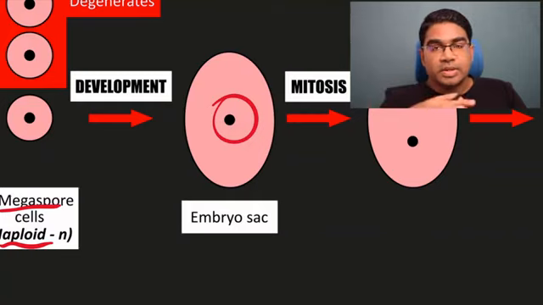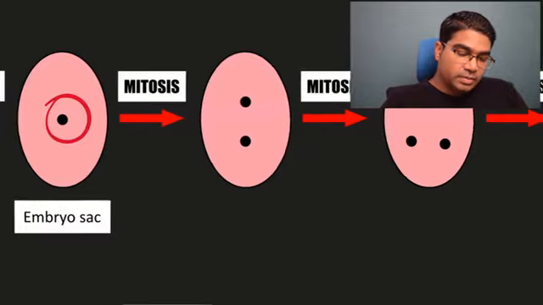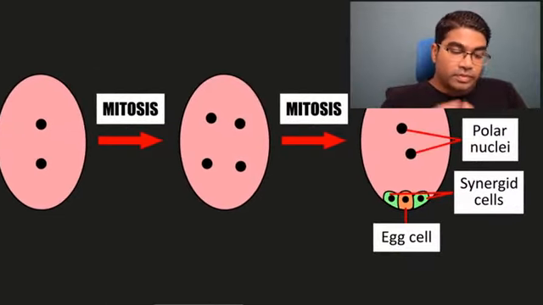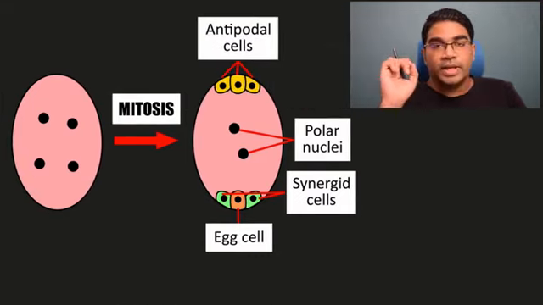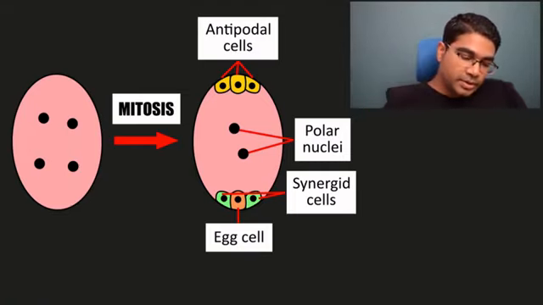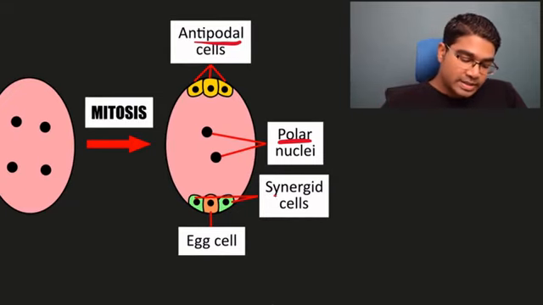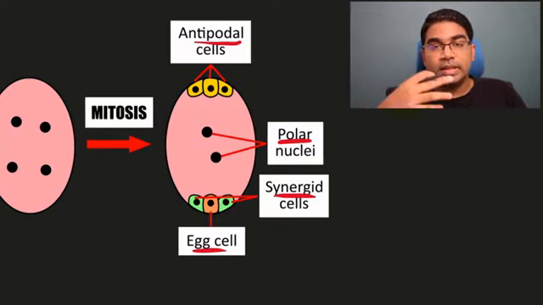But this is a bit special, because in the embryo sac, mitosis happens 3 times. So the first time, 2 nuclei are produced. The second time, it doubles to 4 nuclei. And the third time, it doubles again, finally, to 8 nuclei. Now these 8 nuclei are distributed differently. There are 3 at the top, inside what we call antipodal cells. There's 2 in the middle, forming the polar nuclei. And there are 3 at the bottom: 2 inside synergid cells and 1 in the actual egg cell, the ovum, which is the female gamete.